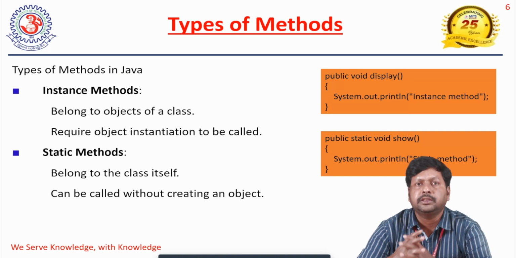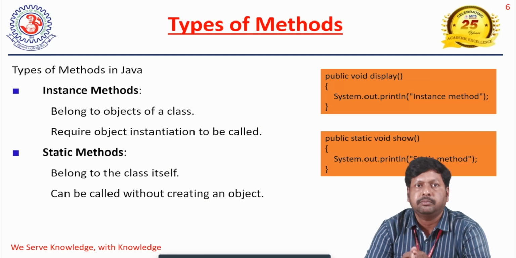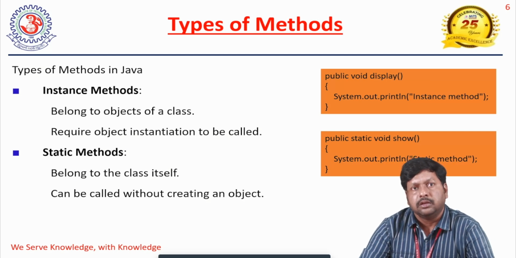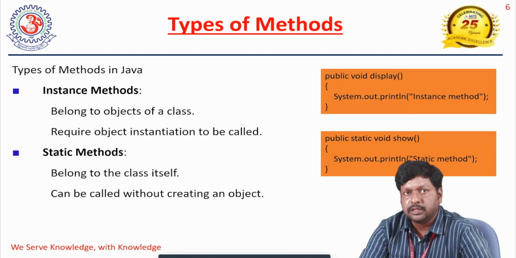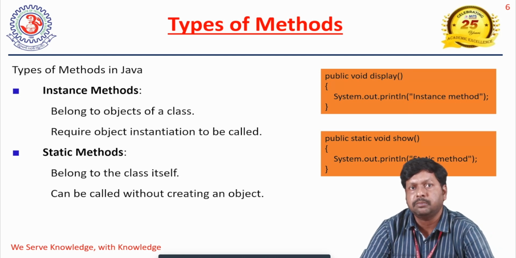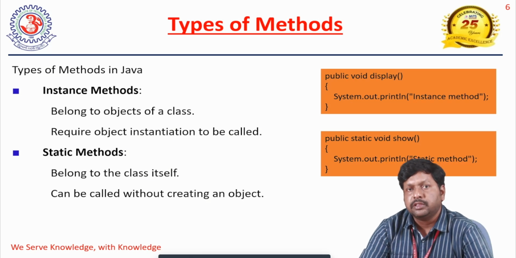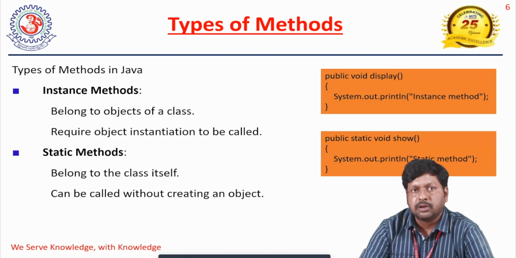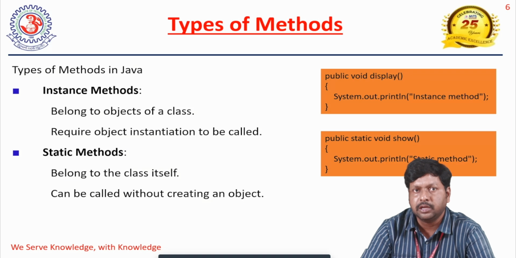Generally, methods can be categorized into two types. The first one is instance methods, the second one is static methods. The other name of instance method is non-static method. A method which is declared inside a class without having any static keyword belongs to the instance type, instance methods. We can call the instance methods with the help of objects only. Coming to the static methods, a method which is declared with a static keyword is called a static method. We can call the static methods without creating any object.